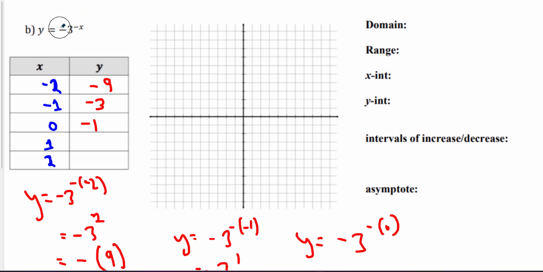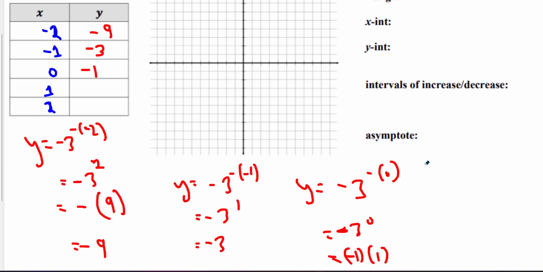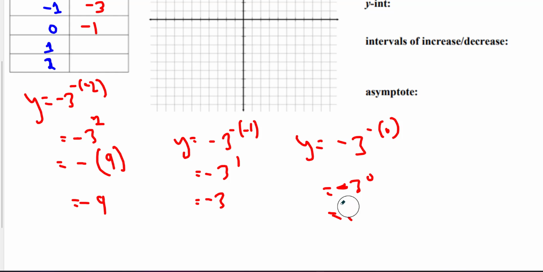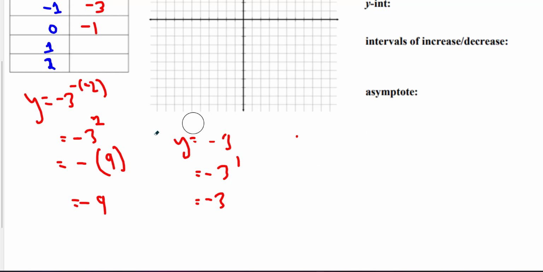So if the answer is always going to be negative, it's always going to be negative. If the answer is positive, it's always going to be positive, if the only thing you're changing is the exponent. Obviously, if you change other things, that's different. But if you're just changing the exponent, like in this example, the answers will always be negative.